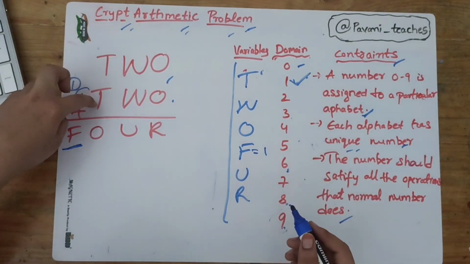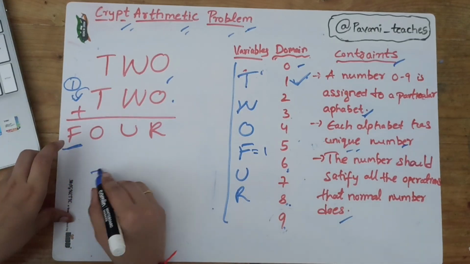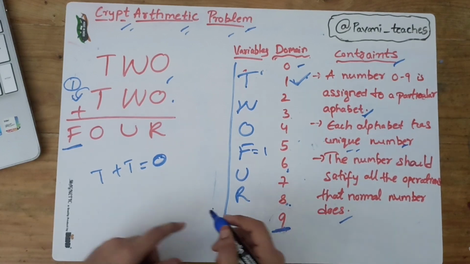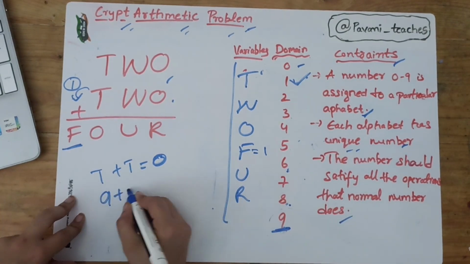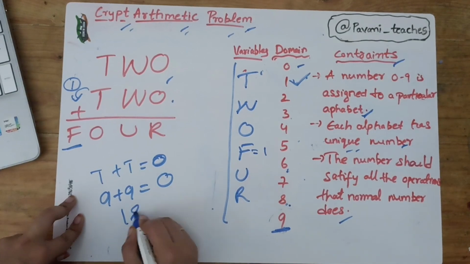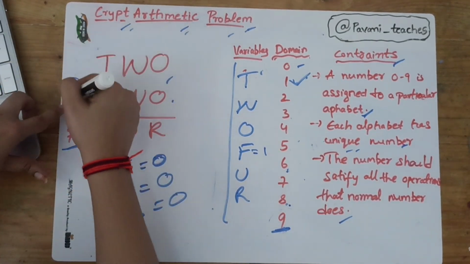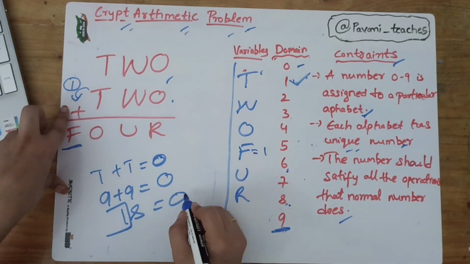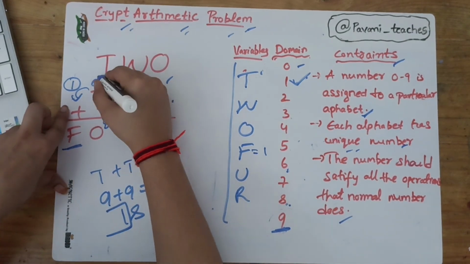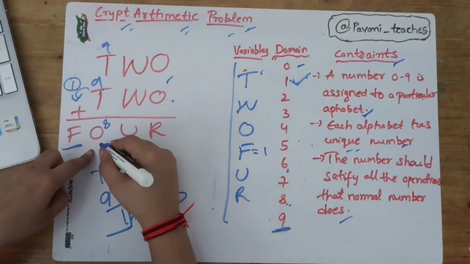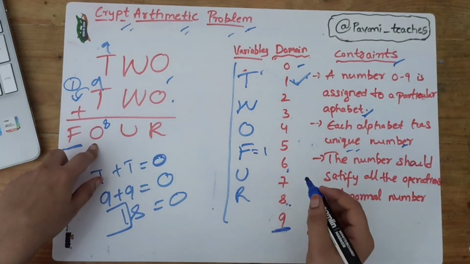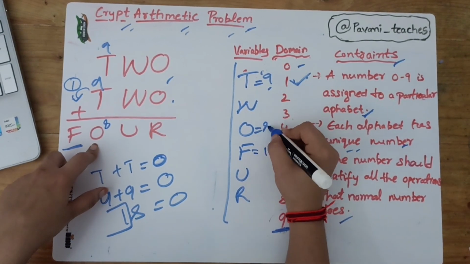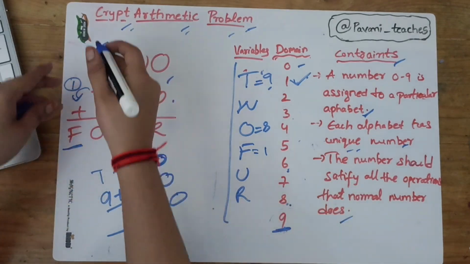Next, T plus T equal to O. That means you have to start from the large numbers. Now you have to take T as 9. 9 plus 9 equal to O, that means 18. As we are carrying 1 to the next number, this 8 will be equal to O. The value of T is 9 and the value of O will be 8. Now you have to write these values: T is 9, O is 8, F is 1. We got these numbers.